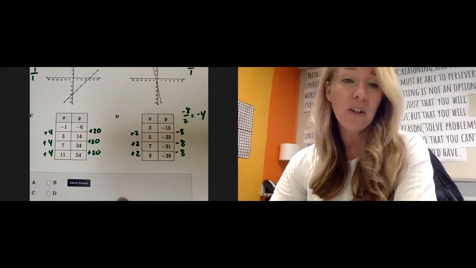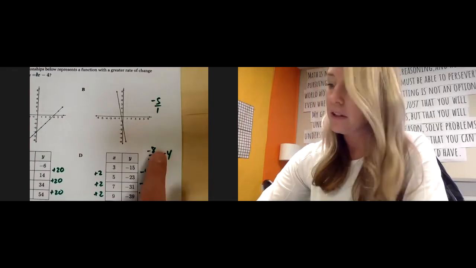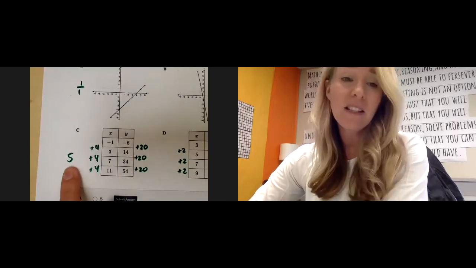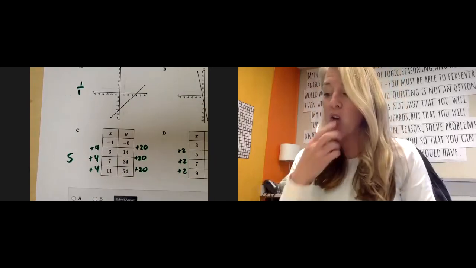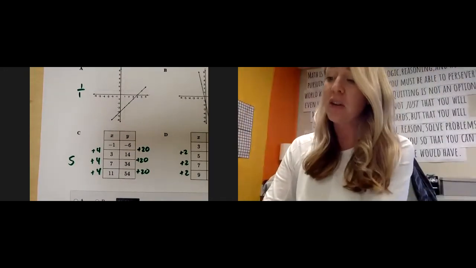So which one of these numbers is going to be bigger than 1? Well, that's equal to 1. That's less than 1. That's less than 1. This C was the only one that was bigger than 1. And so that would be the one that had the only rate of change that was greater.